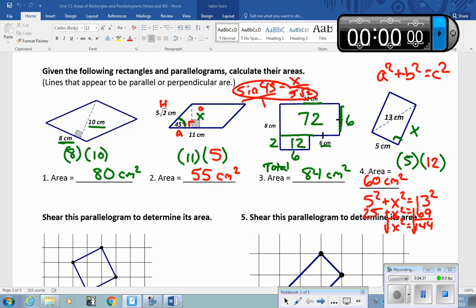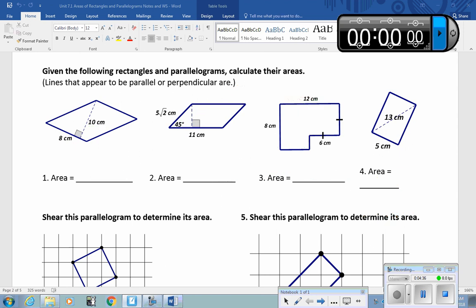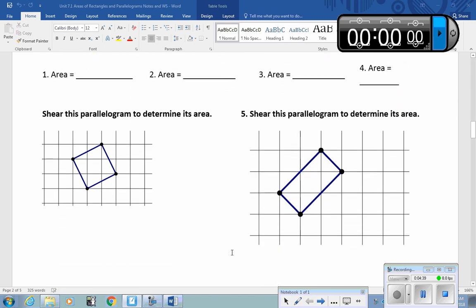Now the last part we're going to do together is the bottom part. It looks like a grid on it. It says to shear the parallelogram to get its area. And shear is another word for cut. So what we're going to do is cut out triangles and then replace them in different parts to make squares. For example, on the first one, I'm going to cut out this triangle right here. I'm going to take that triangle and move it and place it there. And then I'm going to do the same thing with another triangle.